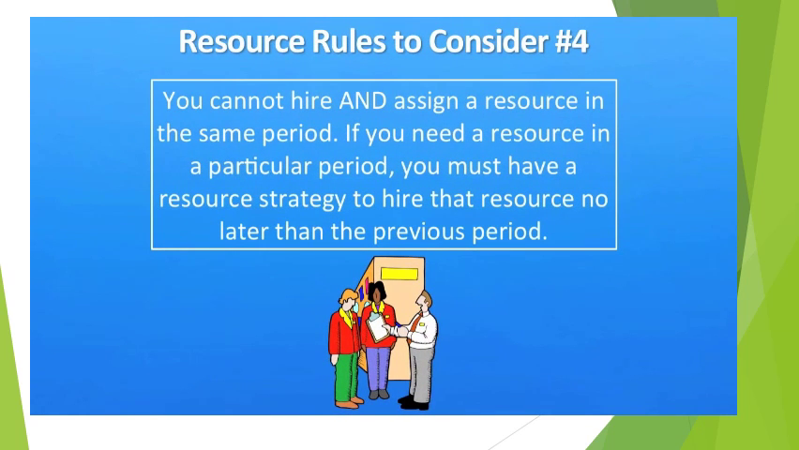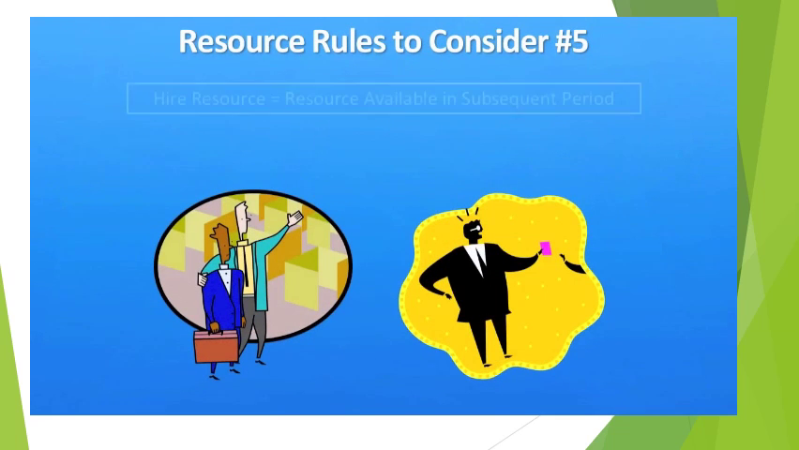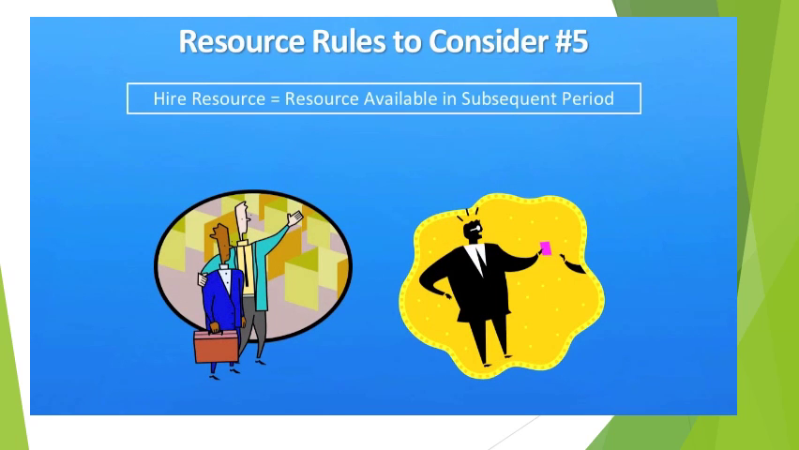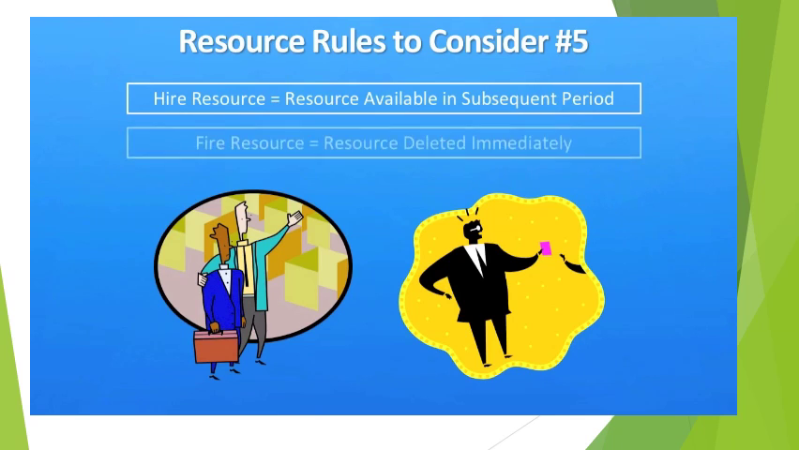If you need a resource in a particular period, you must have a resource strategy to hire that resource no later than the previous period. If you are the successful bidder for a resource, that resource will be placed on your team when you start play for the next period. However, if you fire a resource, they are removed from your team as soon as you submit that decision.